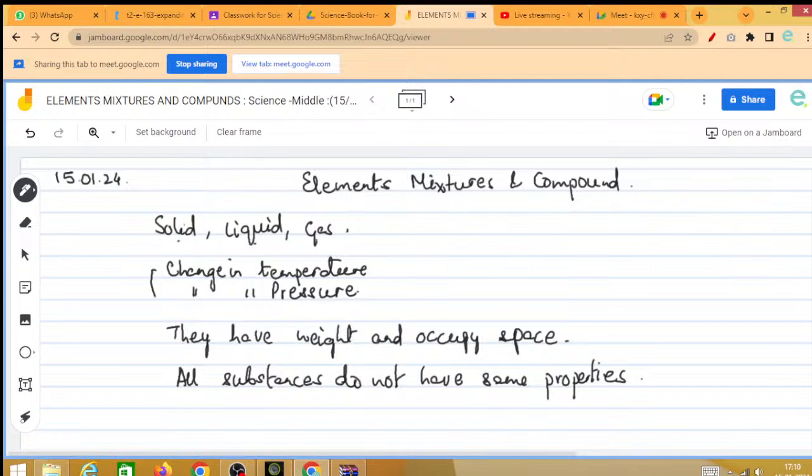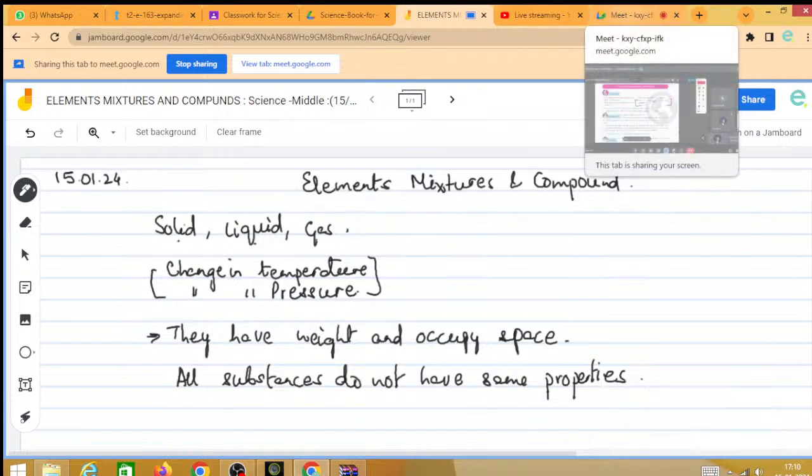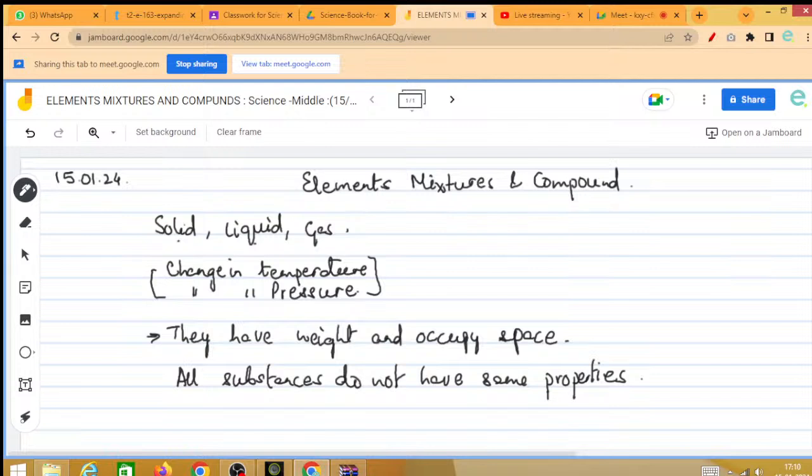They change state because of change in temperature and pressure. They have weight and occupy space. All substances do not have the same properties. So what is the difference? Anjali? Ma'am, I told. Because some are big, some are small, so they differ on size. So big and small is one thing. What else? Miss, the weights of the substances are different.